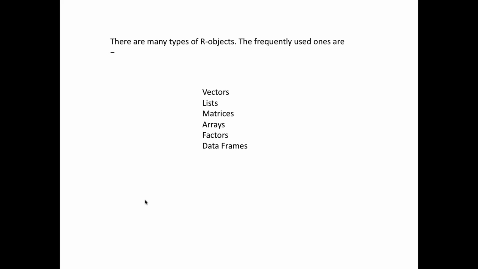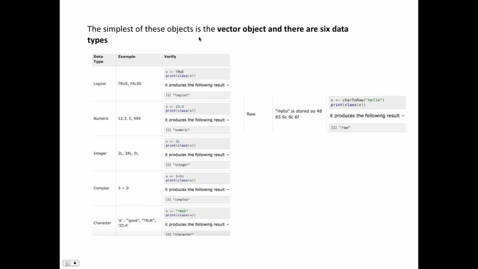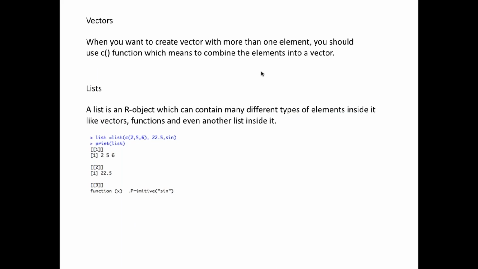Each of these objects in R has six data types in them. So we can have a logical data type. We could have a logical vector, a numeric vector, an integer vector, a complex vector, a character vector, and a raw vector. So these are the different data types that can come with any of the data objects that we have. Okay, and we will look into each of these types of data objects now.